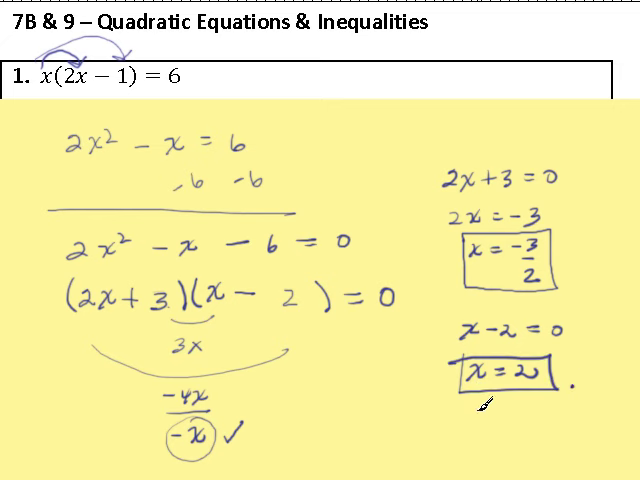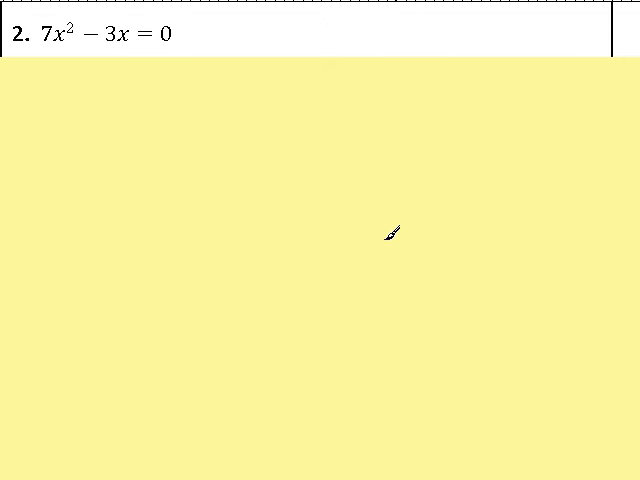Most quadratics have 2 solutions. Number 2, we have a quadratic that is missing the constant term, or that is the constant term is equal to 0. In that case, we can always factor out an x. So that's the way we factor this type of quadratic. Just pull out a factor of x.